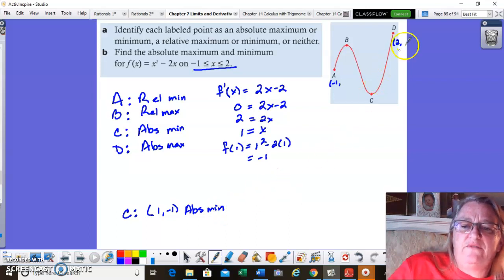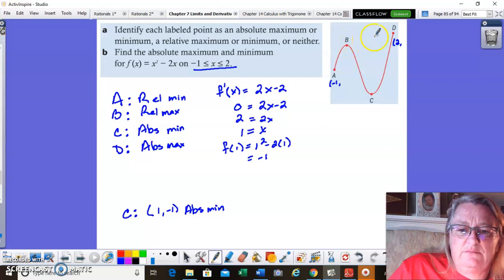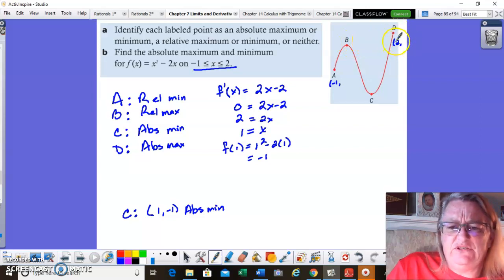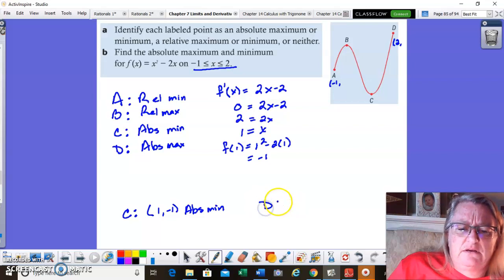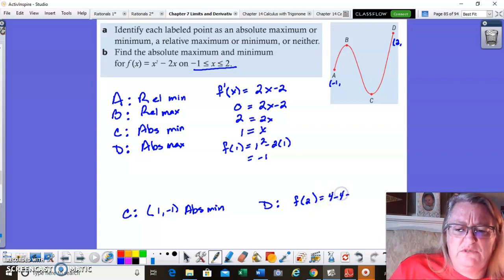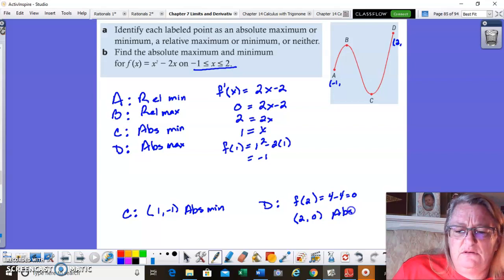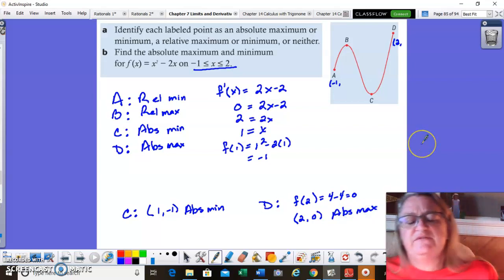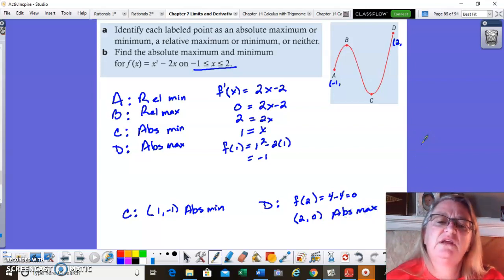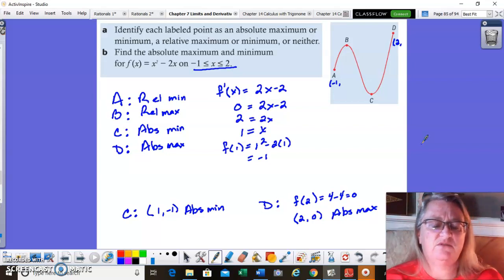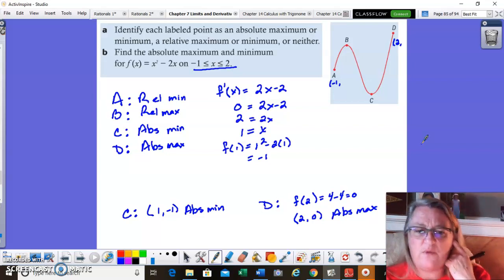Okay, the other point I want to find is D. Okay, and that's not a maximum point, but it's the absolute maximum point. So truthfully, all I have to do is put in the x value into my original function. So what is f of 2? So that equals 4 minus 4, which equals 0. So D is going to be (2, 0), and that's going to be my absolute max. So basically the point of this little extra video is to know the difference between the absolute and the relative. The relatives are happening throughout the problem.